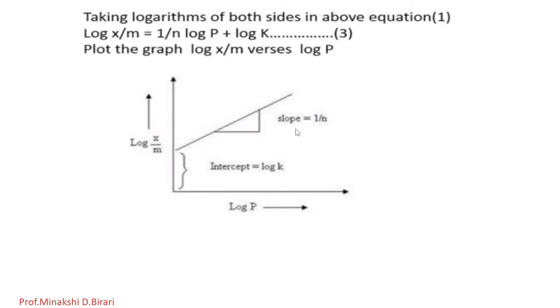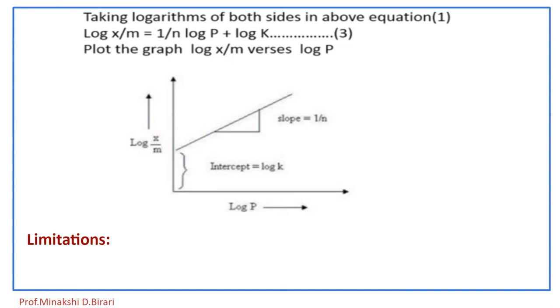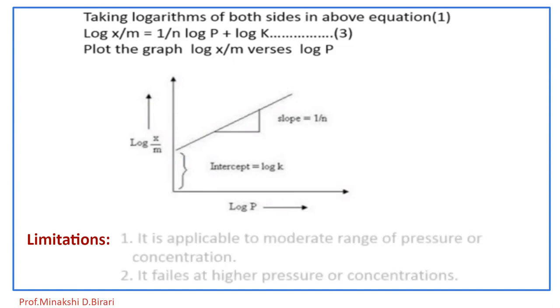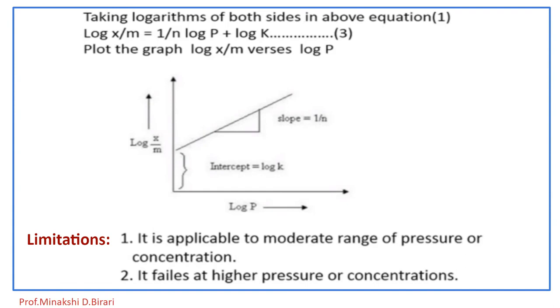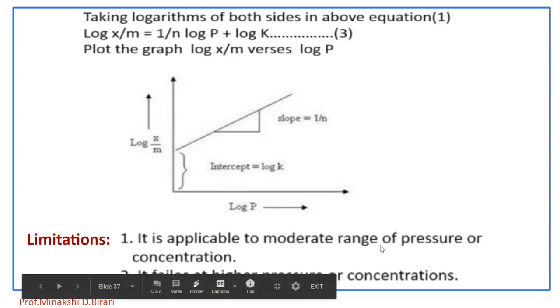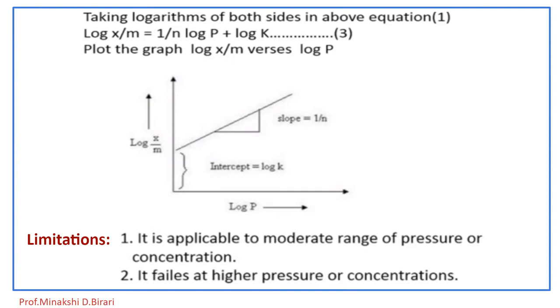Here the intercept of the line on the y-axis is the value of log k and the slope is equal to 1 upon n. The slope for this straight line is the value of 1 upon n and the intercept for this graph is equal to log k. It is observed that the Freundlich adsorption isotherm is applicable over a limited pressure or concentration range, and it fails to apply at higher pressures or at higher concentrations. So from these graphs we can consider the limitations of the Freundlich adsorption isotherm. One is that it is applicable to a moderate range of pressures or concentrations, and it fails at higher pressures or concentrations.